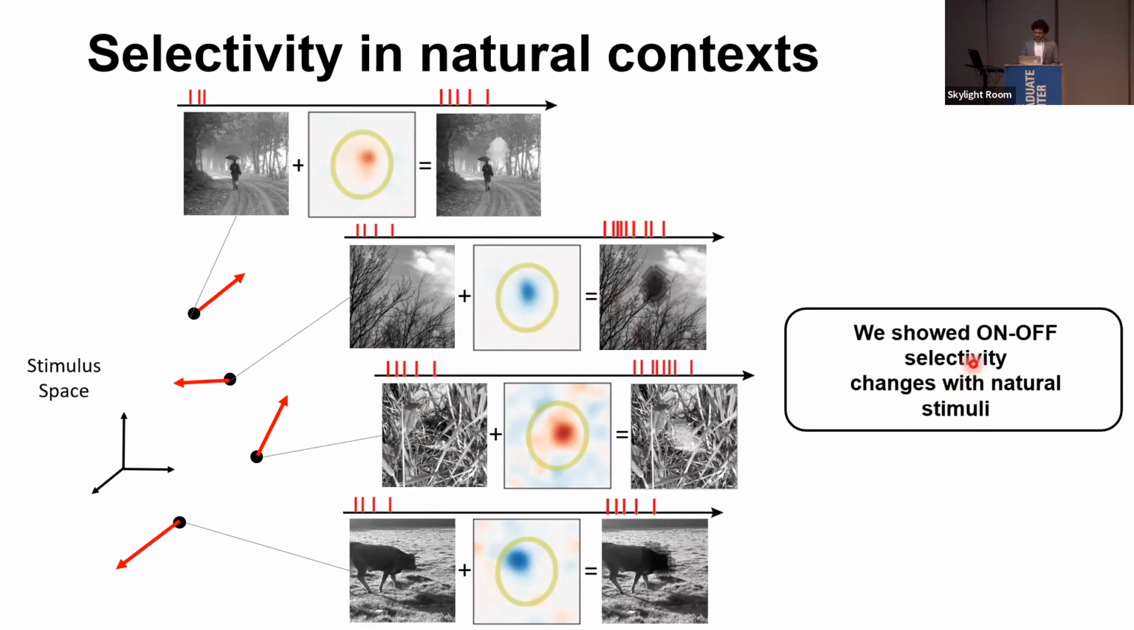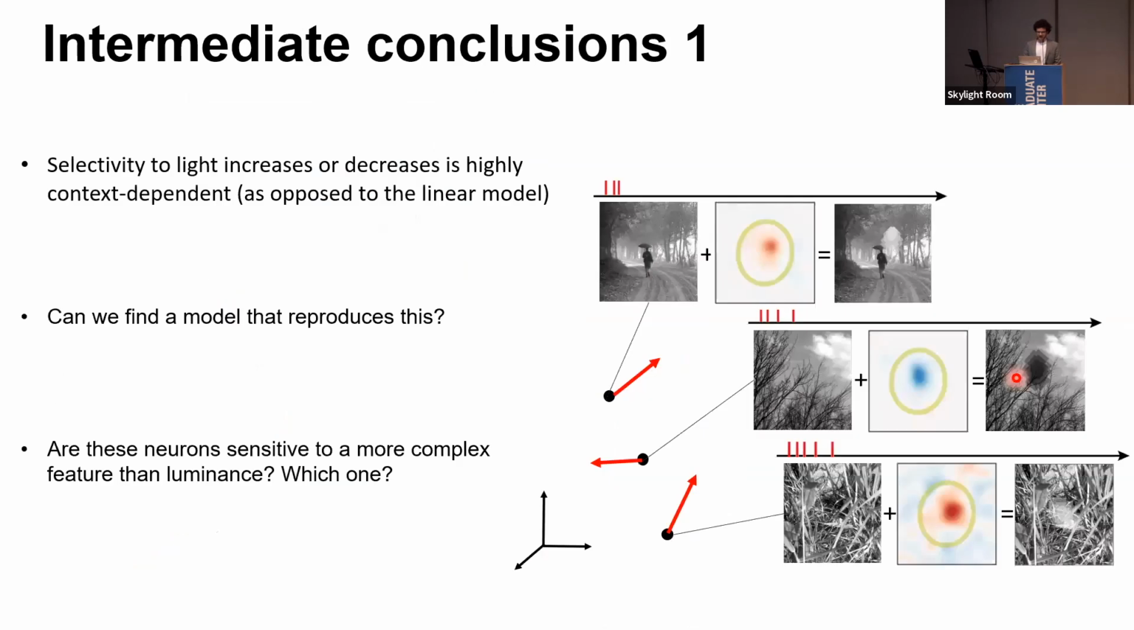So we showed that the on-off selectivity changes with the natural stimuli. And so as I said before, it's beyond the linear approximation. So the linear model doesn't work anymore in this case, and we want to see if we can find a model that actually reproduces this on-off selectivity change.